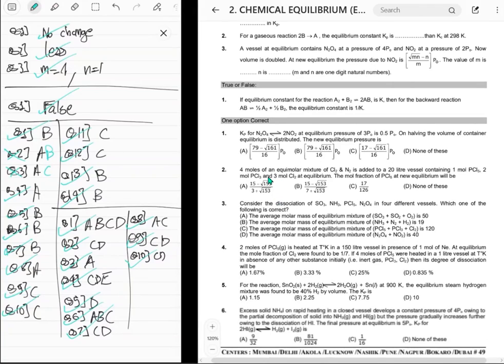Question number 2. 4 moles of it. Okay, yeah, that calculation thing. And for question number 3, what went wrong? It should be C, the average molar mass. Okay, this is correct, and B is, sorry, A is wrong. Wait, question number 3, A is wrong.